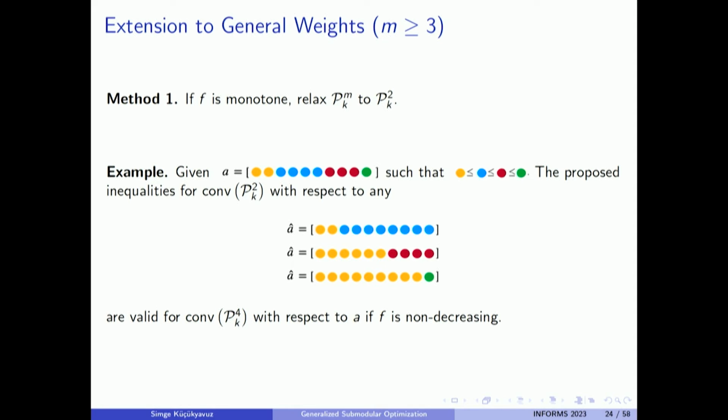So one idea is to select two weights. You always have to select the lowest one. The yellow one is the lowest weight. A little higher is blue, red, and green. Let's think about it in that order. You can now relax this problem into a two-weighted problem if you select, let's say, the yellow weight always, and one more weight, either the highest or the lowest, etc. Relax the problem, write the valid inequalities, and this will still be valid as long as f is monotone. So this is the case when f is monotone.